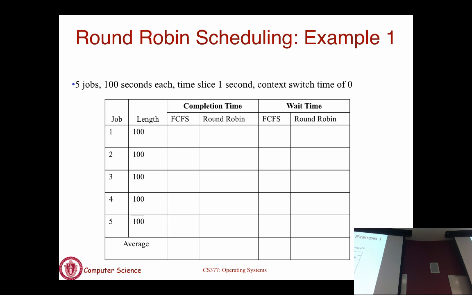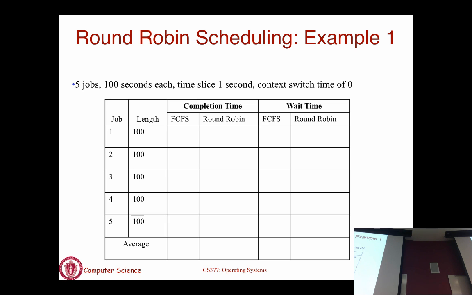Now let's analyze round robin. In round robin, what will happen? Which job will run first? The first job will run. You are doing round robin in the ready queue. How long will it run for? It will run for its time slice, which is 1 second, as mentioned there. At the end of that second, it gives up the CPU because its time slice expired, and it goes back to the end of the ready queue.